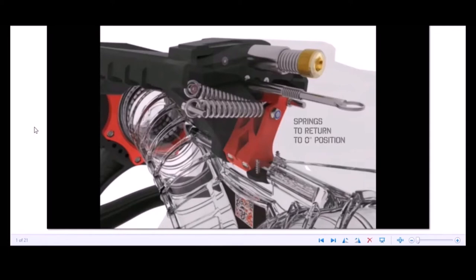So here we see that built into the side of the flyboard are springs to return to zero position. I'm not totally clear on what that's for, but maybe you'll find it useful. But apparently it gives some give, spring-loaded give, to allow you to have some shift in degrees forward and backward.